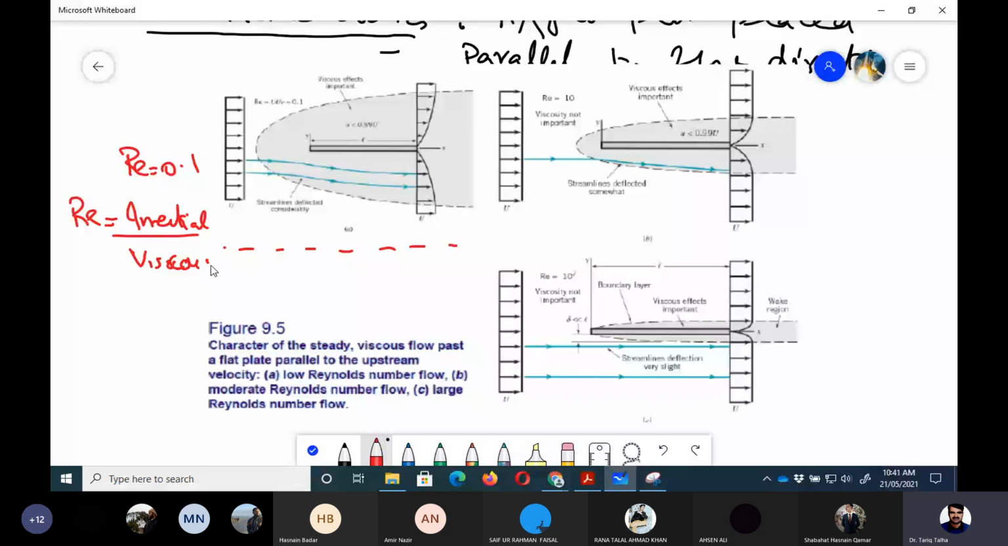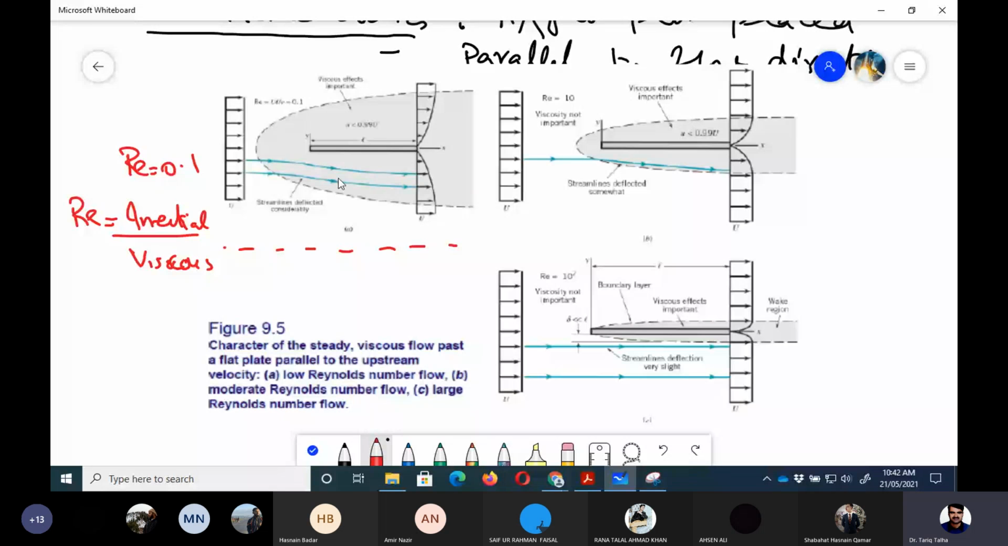Now you can see that if the Reynolds number is 0.1, it means that the viscous forces are quite significant as compared to inertial forces, because viscous forces would be 10 times more than inertial forces. So this gray region, which is shown by the gray shaded region, shows us the area in which viscous effects are dominant. So we can see a larger area around this flat plate that has strong viscous effects, right?